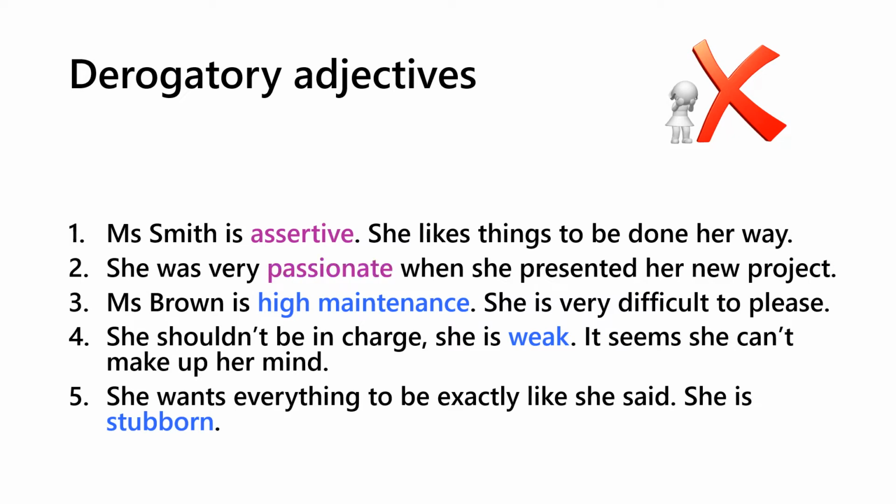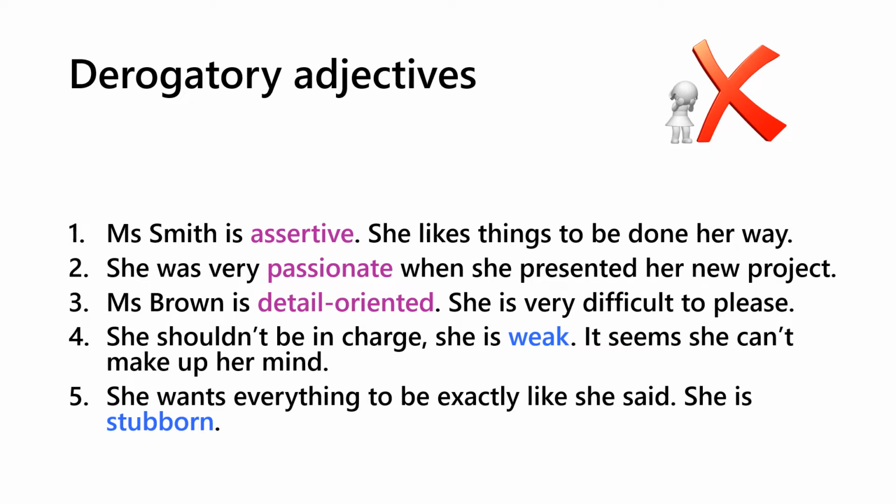Instead of emotional, we could say passionate, enthusiastic. It sounds better if we say detail-oriented or perfectionist and not high maintenance. If it's difficult for a woman to make up her mind, maybe she's just cautious, careful, because she knows what's at stake. Stubborn is not a very positive adjective. It is much better if we say she's persistent, determined, steadfast.